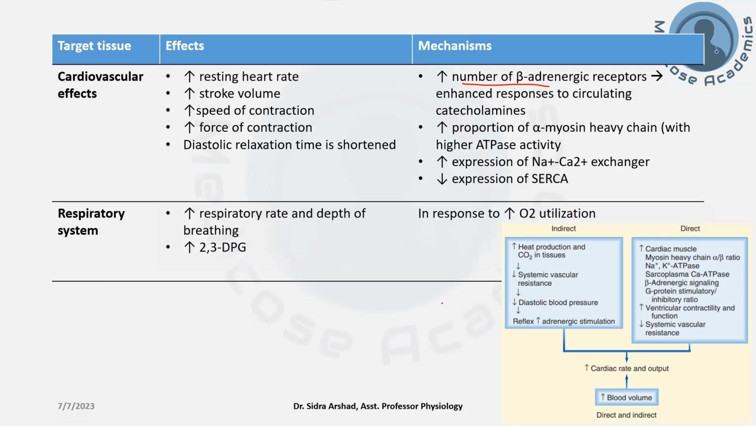As far as the respiratory system is concerned, the thyroid hormones increase the respiratory rate and depth of breathing. They also increase the 2,3-BPG levels. All of these are involved in greater transport of oxygen to the tissues, which are utilizing oxygen more and more now because of the higher metabolic rates. So these respiratory effects are occurring in response to increased oxygen utilization at the cellular level.